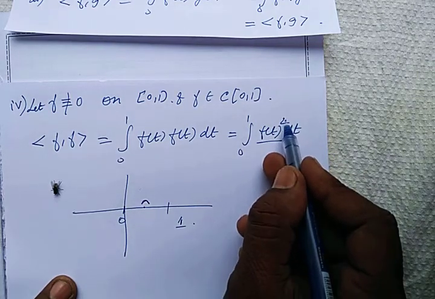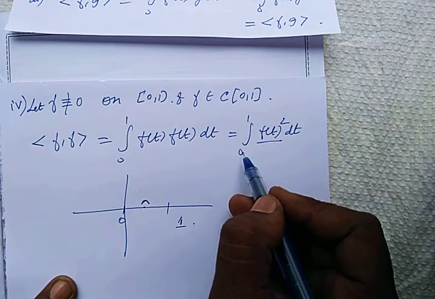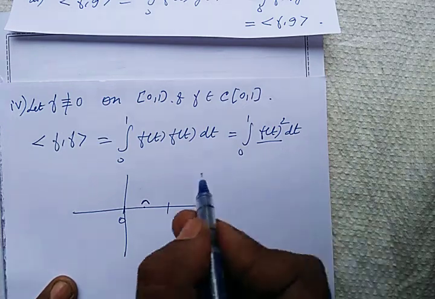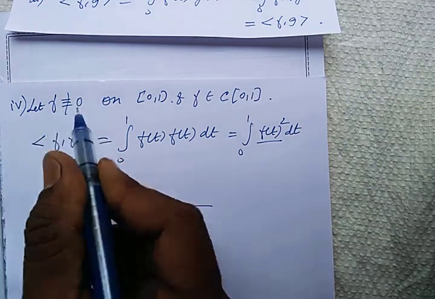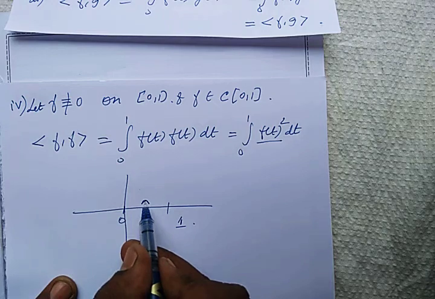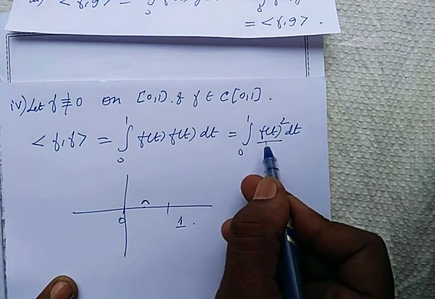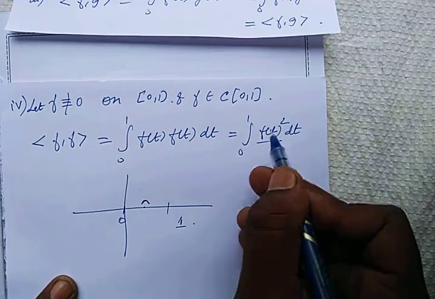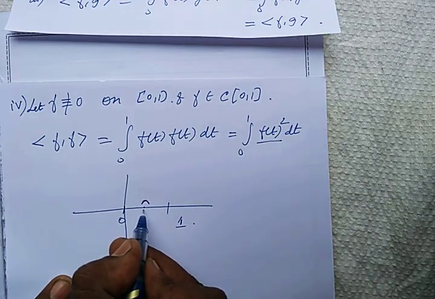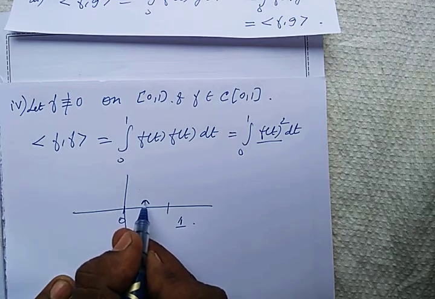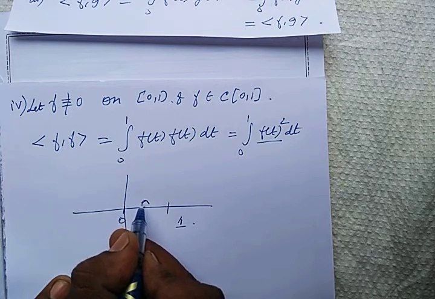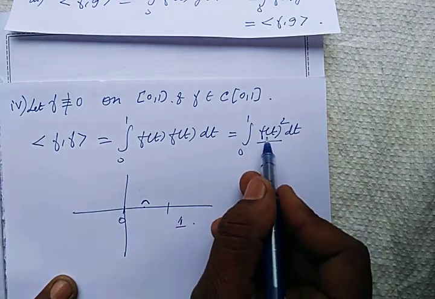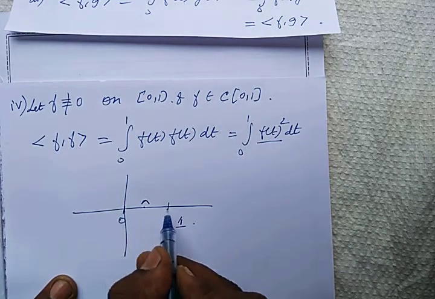Here f of t the whole square is a non-negative function, and we are integrating over this interval 0, 1. So f is a non-zero function, so at some point f square is positive. So at that point the f square, the curve will be somewhat like this, and this is nothing but the area under f square up to the interval 0, 1.